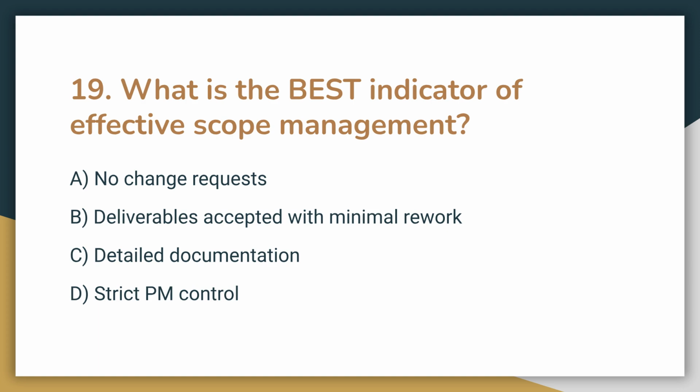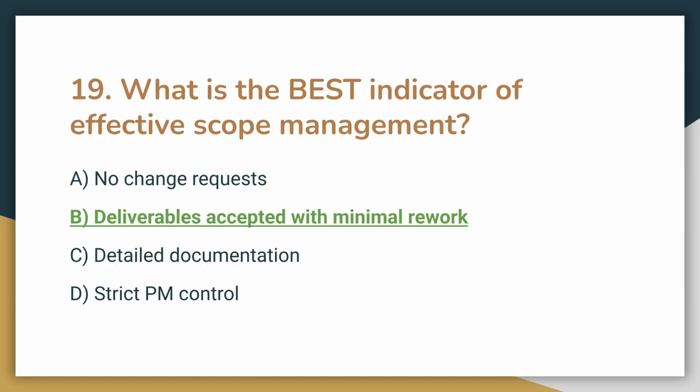Question 19. What is the best indicator of effective scope management? A. No change requests. B. Deliverables accepted with minimal rework. C. Detailed documentation. Or D. Strict PM control. The best indicator is B. Deliverables accepted with minimal rework, showing clarity and successful definition and validation.